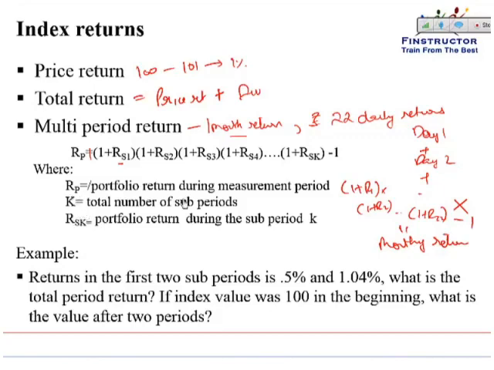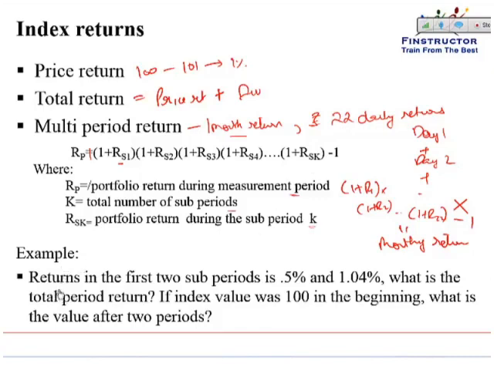So RP is the portfolio return during the measurement period. K is the total number of sub periods. So in our case, 22 sub periods. RSK is the portfolio return during the sub period K. That is sub period 1, sub period 2, going up to sub period 22. That is 22 daily returns.